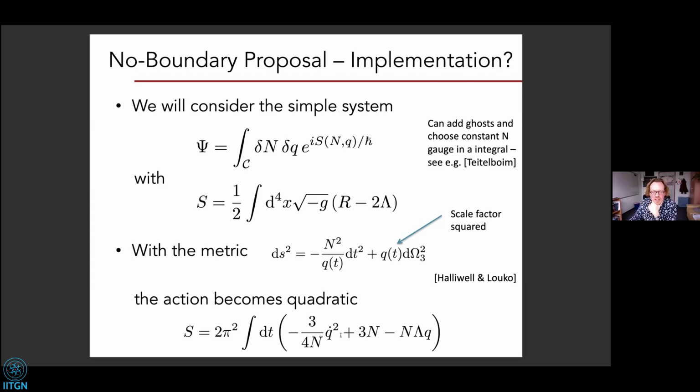It means that the action for gravity plus cosmological constant lambda becomes quadratic in q. There's a kinetic term for q, and then there's a potential, which is basically linear in q. There's a constant term from the curvature of the 3-sphere, and then there's this linear term from the cosmological constant. So the action becomes extremely simple, and one can then, to a large extent, do the path integral analytically.